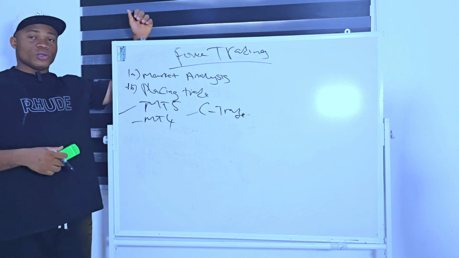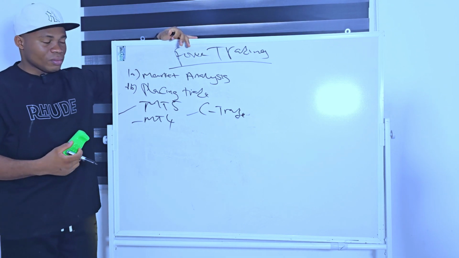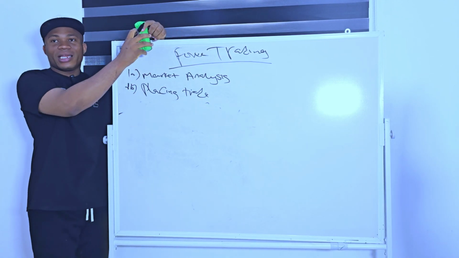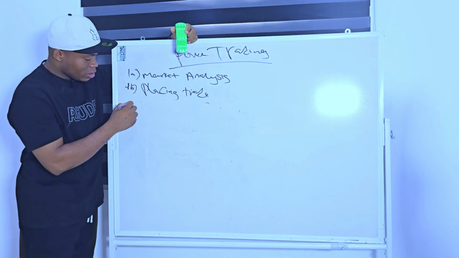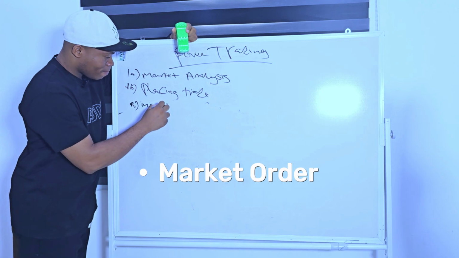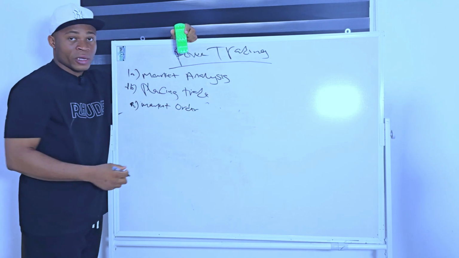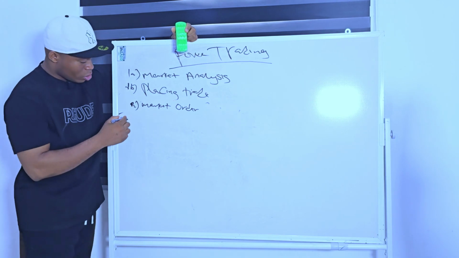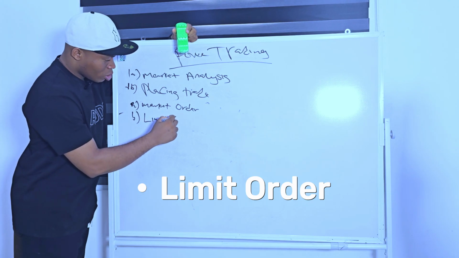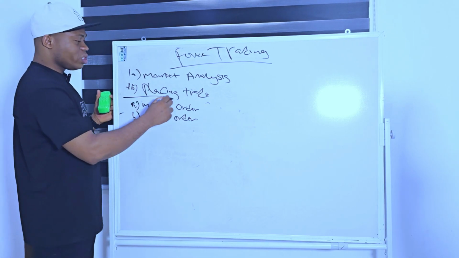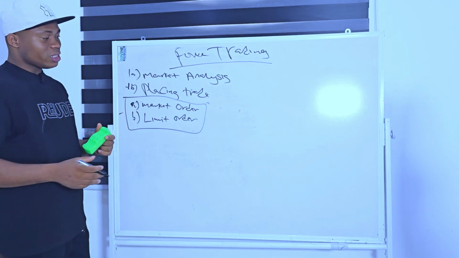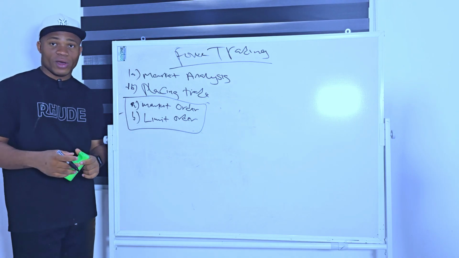Maybe in our next episode I'll talk about broker, so that you understand how a broker works and all that. Now let's talk about placing trade. You can place trade in different ways. You can place trade using what we call a market order. You can also place trade using what we call a limit order. These two things, which we call market execution and limit order, are the two basic things I make use of while placing my trade.